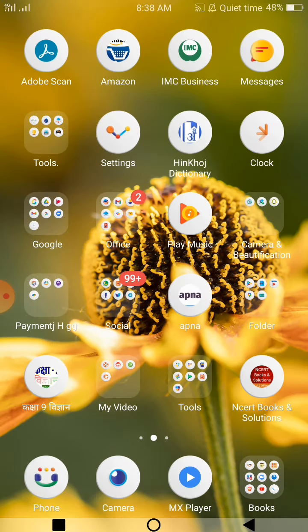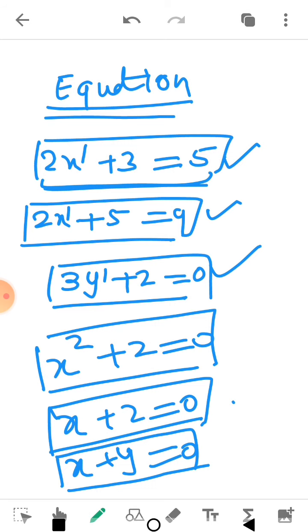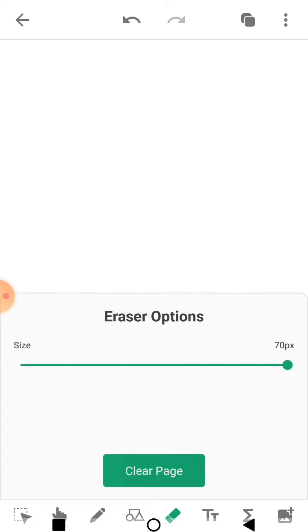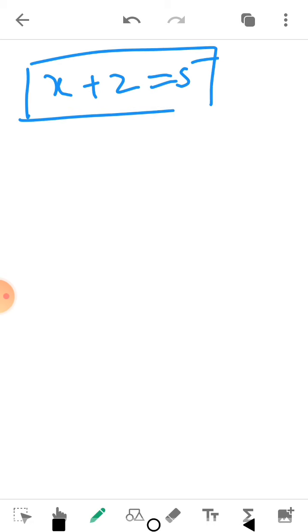Then in this chapter we have to study only linear equations in one variable. That means x plus 2 is equal to 5, like this. This is a linear equation having one variable. The variable is x. Okay.